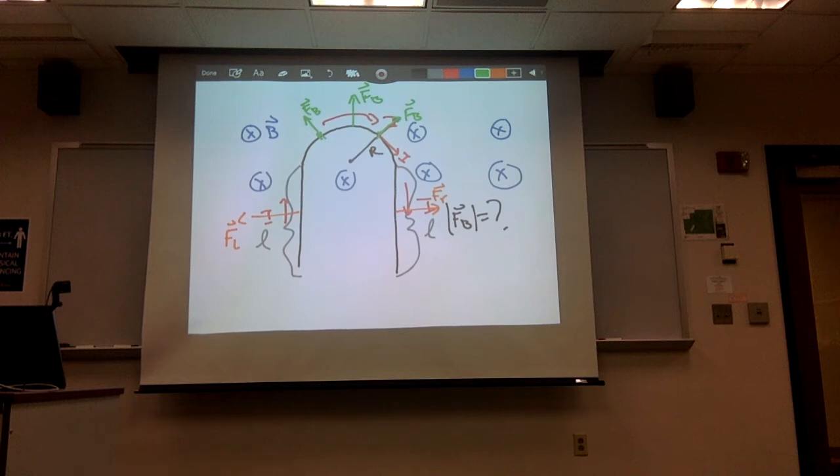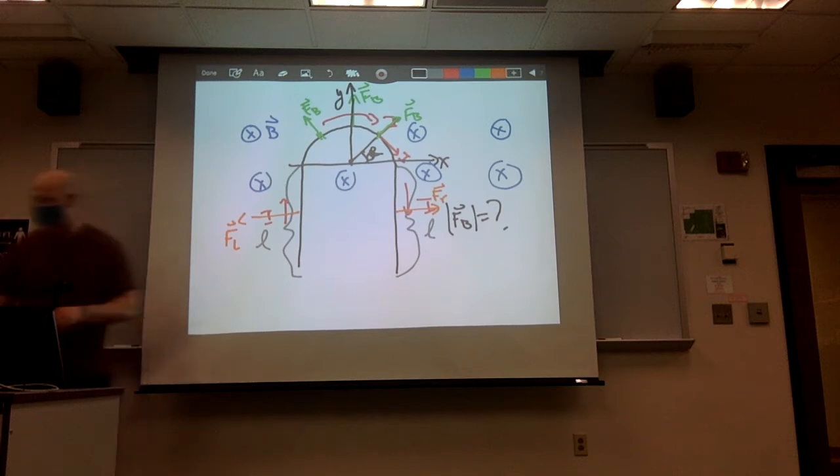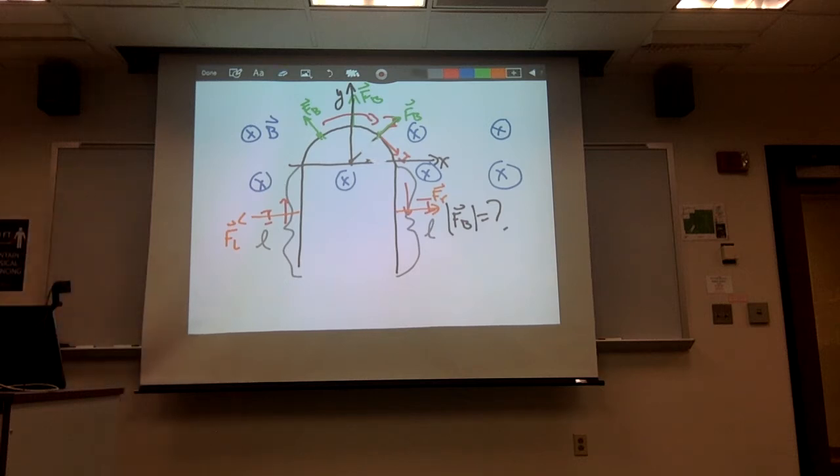Is it okay? So from here, let's establish a coordinate system. Let me call this my x-axis and call this my y-axis, so that the force itself is only going to point in the y direction. Let's call this my angle theta. Actually, let me not call it theta, let me call it a different angle. Let's call this the angle phi. Again, this is our radius of arm.